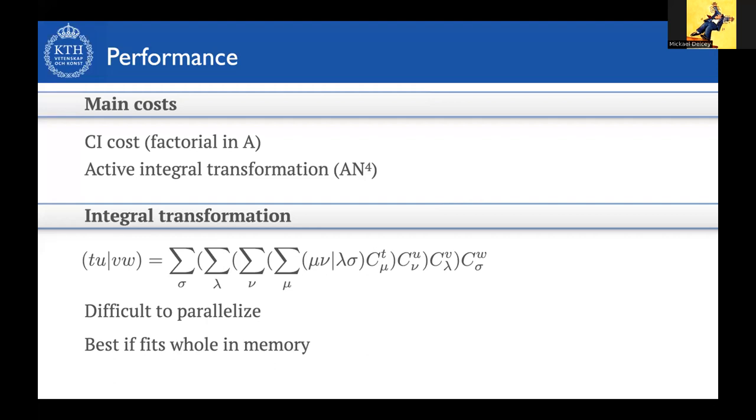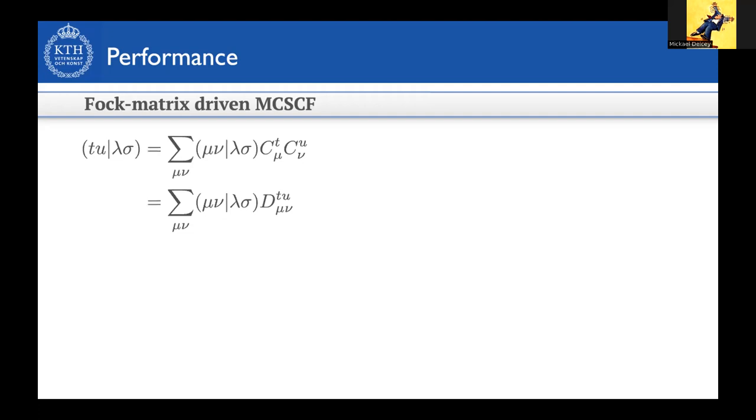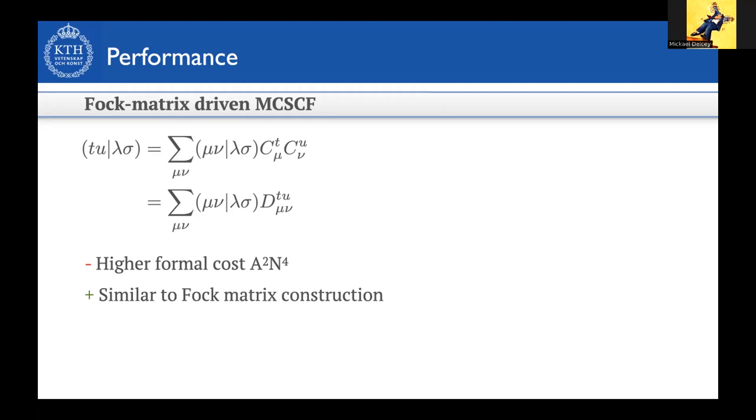What we've implemented instead, actually we've implemented both, is a more direct fashion where it's Fock matrix based. And why Fock matrix? Because if you do the first two transformations, you can combine those two C's into basically a matrix, which looks very much like a density matrix. So for each TU, so for each active orbital pair, you have this Fock matrix construction. And the bad thing is that it has in principle a higher cost because now we're transforming twice instead of once. So we have this A squared N4. So it's in principle more expensive, but it's similar to a Fock matrix construction.